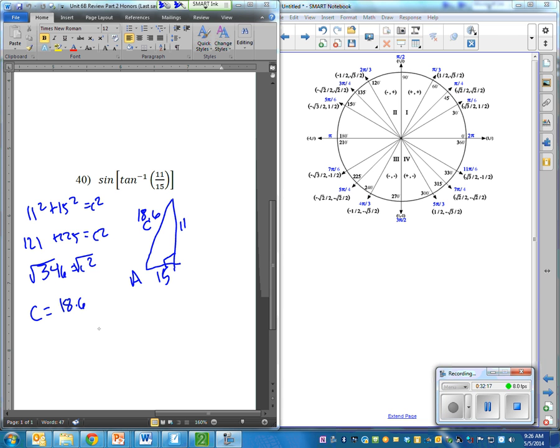So sine of that is going to equal 11 over 18.6, which if you type that into your calculator, gives you 0.5914.